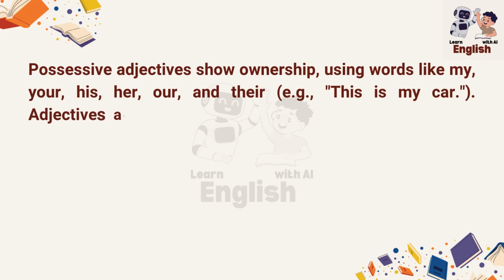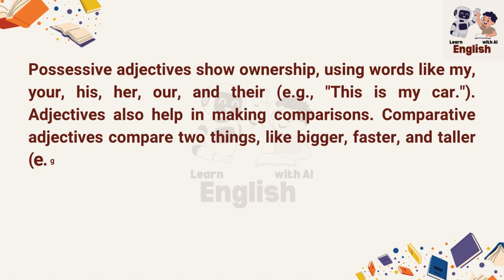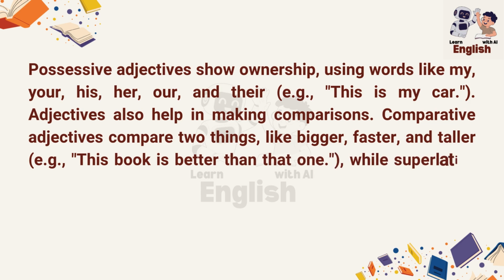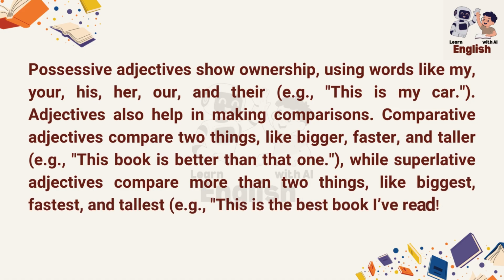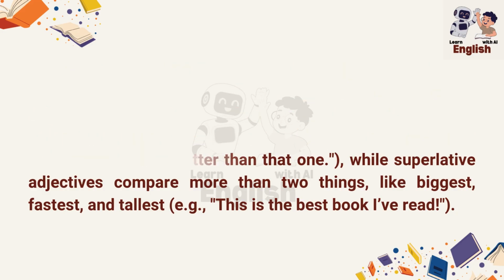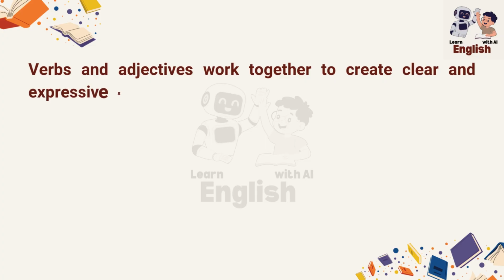Adjectives also help in making comparisons. Comparative adjectives compare two things, like bigger, faster, and taller, as in, this book is better than that one. And superlative adjectives compare more than two things, like biggest, fastest, and tallest, as in, this is the best book I've read.